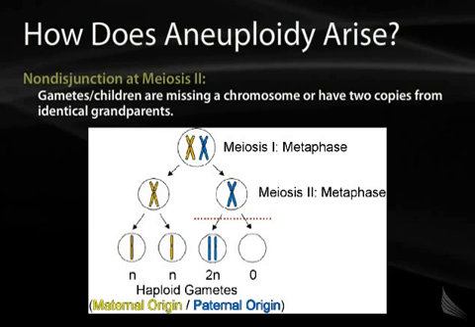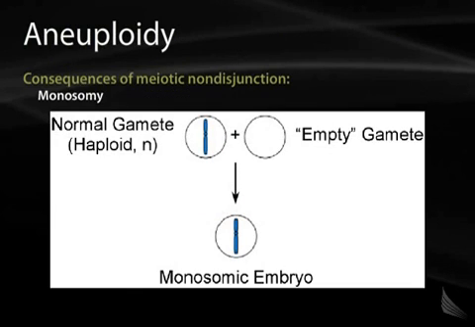On the right-hand side, we have a non-disjunction at meiosis II, and both sister chromatids go into the same daughter cell. So it actually ends up having more DNA than it's supposed to, and then again, the other daughter cell would be an empty cell since those sister chromatids fail to separate, and it would have no genetic material.